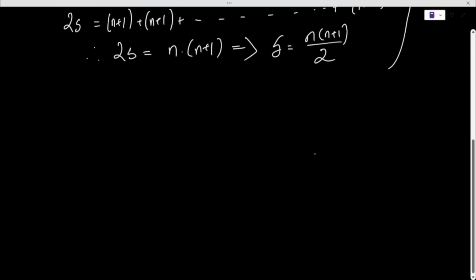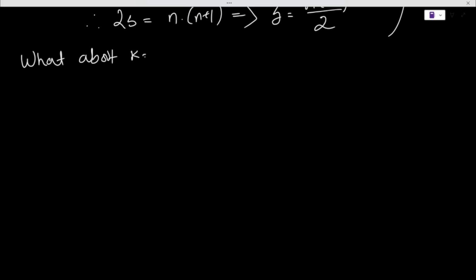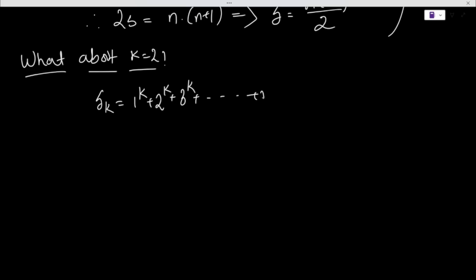Okay. So, leaving that aside, what about power of 2? What about when we have the power as 2? What about k equals 2? So we are in general interested in the following sum where s_k is equal to 1 to the power k plus 2 to the power k plus 3 to the power k and all the way up to n to the power k for n belonging to natural numbers. So we already know that s1 is equal to n into n plus 1 by 2.